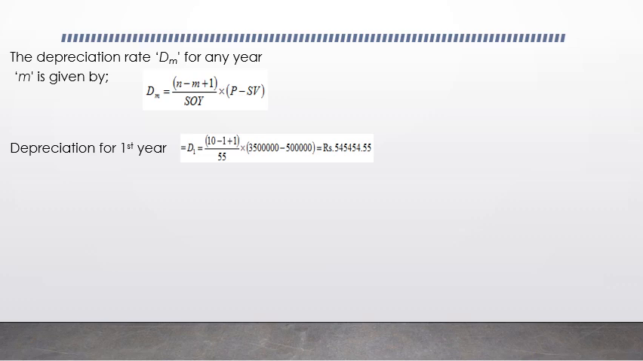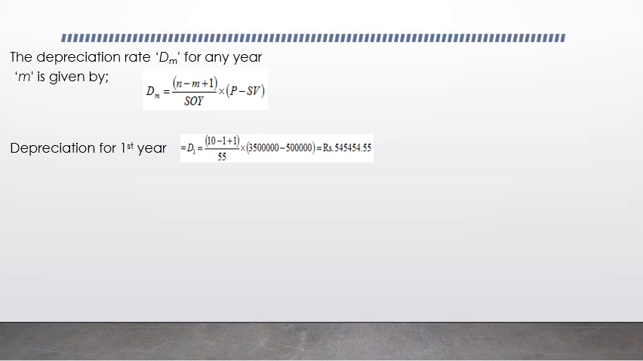N. What is the total number of years? 10. At which year do I want to calculate? First year, so m will be 1. N will be 10, plus 1, the whole thing divided by SOY. That is sigma n, sigma 10. So if I add that, I will get 55, multiplied by P.